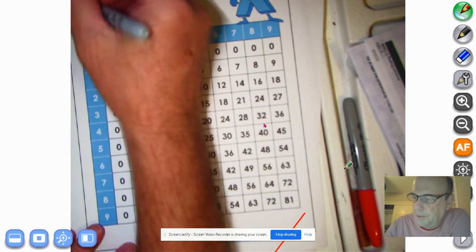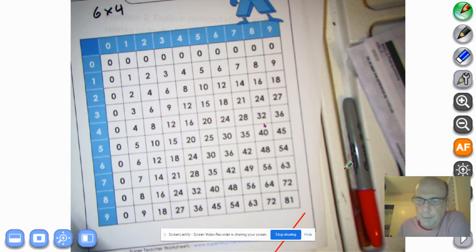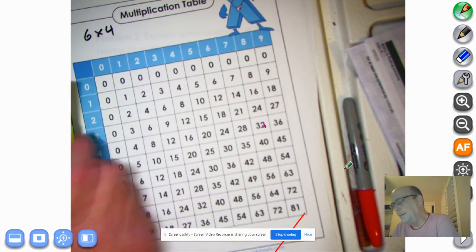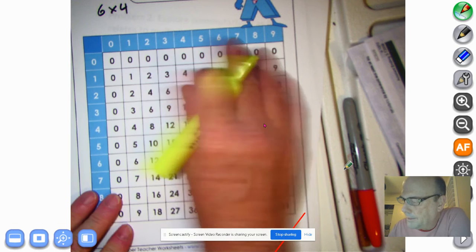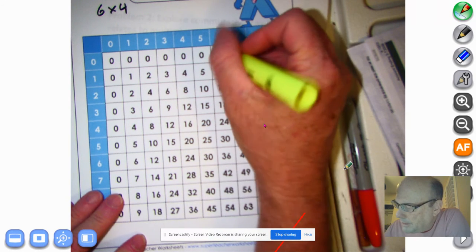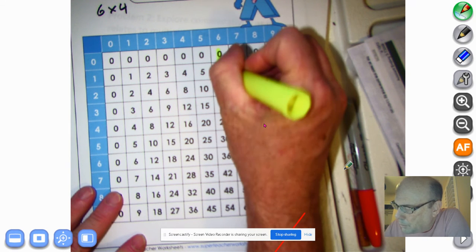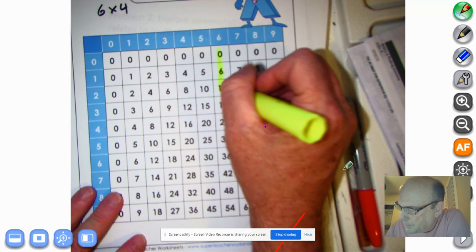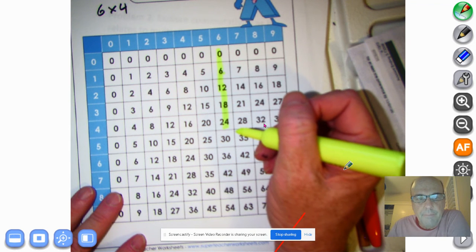We're going to look at 6 times 4. And you can do it either way. You can go this way to 6 or this way to 6. Which way would you like to go? Okay, I didn't hear any of you say anything, so I'm going to make that decision. I'm going to go this way to 6. Then I'm going to go, okay, it's 6 times 4. 6 times 0 is 0. 6 times 1 is 6. 6 times 2 is 12. 6 times 3 is 18. And 6 times 4 is 24.